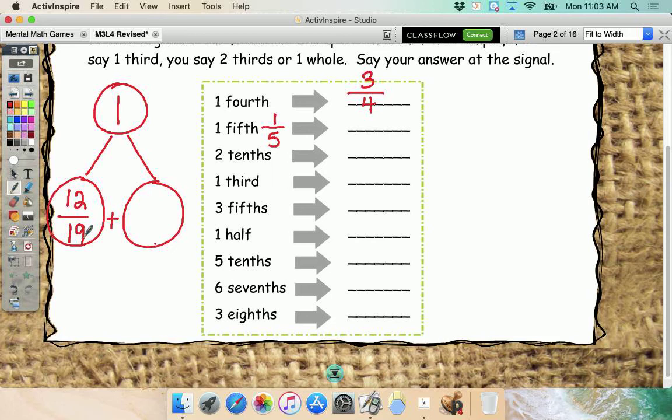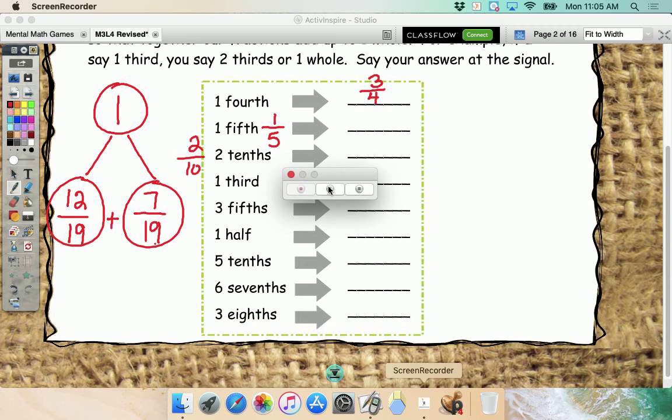Okay, so how about table 3? What do you think the answer is to this one? 12/19 plus something equals 1 whole. 7? How'd you get that? Because 7 plus 12 equals 19. Could you do 19 minus 12? Mm-hmm. Totally. Okay? So that's how you're going to do these. I'm going to pause it while you do it, and then I'll have you help me answer, okay?